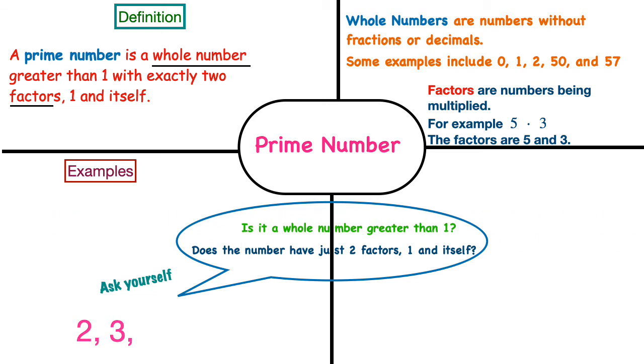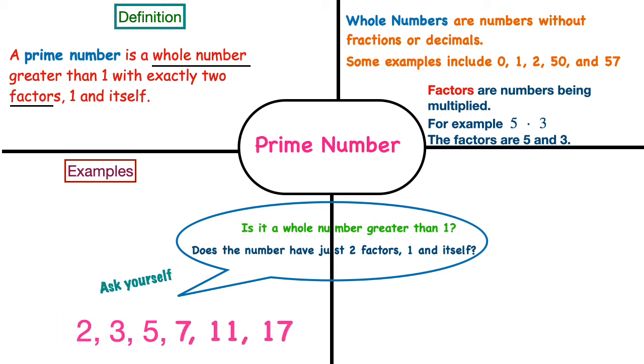Let's take a look at another one. Let's look at the number 5. And this time I'm not going to put those questions on the screen. We're just going to practice doing that in our head. So is 5 a whole number greater than 1? Yes, it is. Now I'm going to start thinking of the factors of 5. Well, I know that I can do 1 times 5, but I can't think of any other way to get that. So it looks like 5 only has two factors, 1 and itself. So 5 is a prime number.